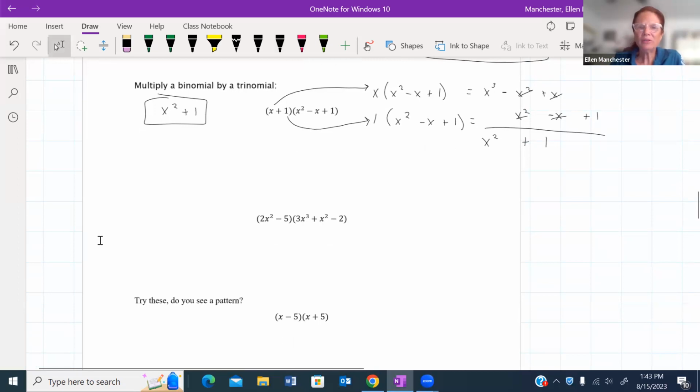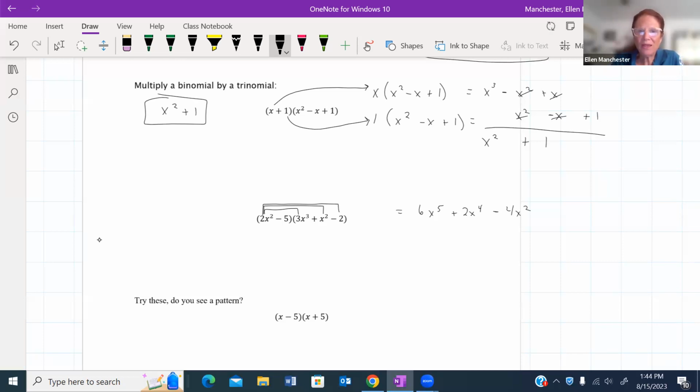Okay, so this is one technique, right? I just wrote out each term. Now I'm going to show you another technique. This one, I'm not doing FOIL, but I am taking the first term and I'm going to multiply it by every term in the second set of parentheses and get an answer. Okay, so 2x squared times 3x cubed is 6x to the 5th. 2x squared times x squared is 2x to the 4th. 2x squared times a -2 is -4x squared.